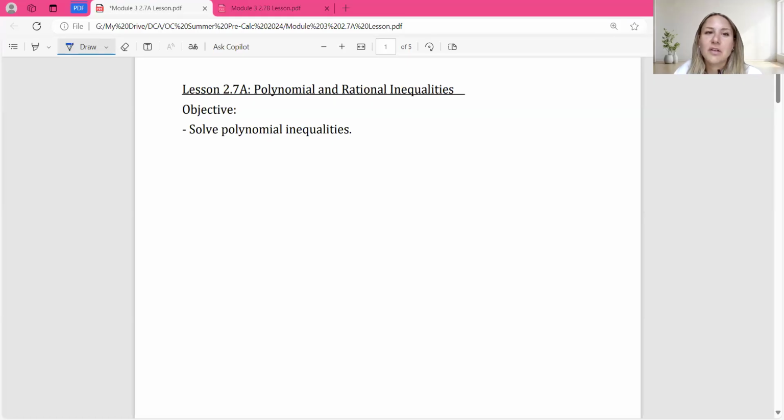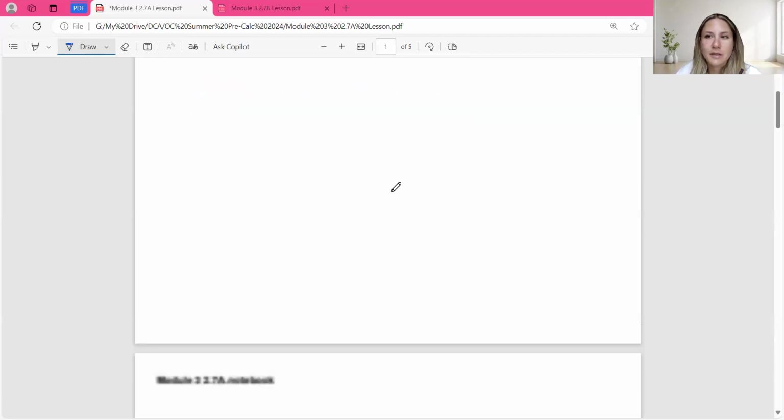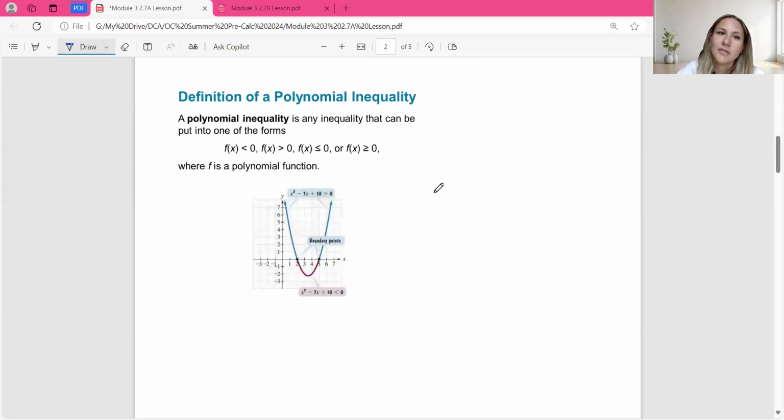So this lesson is going to be all about polynomial inequalities, and we're going to go through about 3 examples of how to solve polynomial inequalities. Let's start with just a brief definition here of a polynomial inequality and maybe what it looks like on the graph we're going to check out there, and then what it looks like when you're reading it as a function.